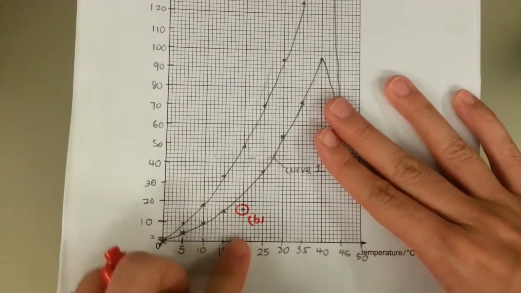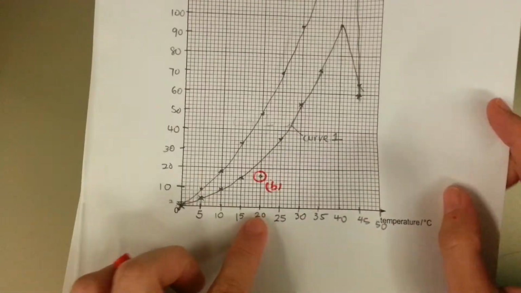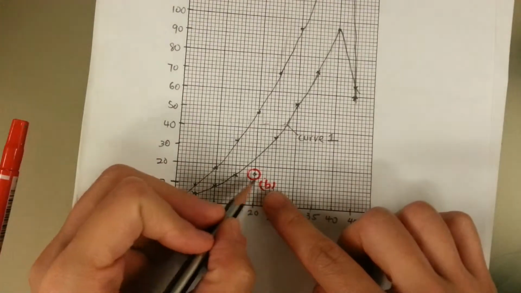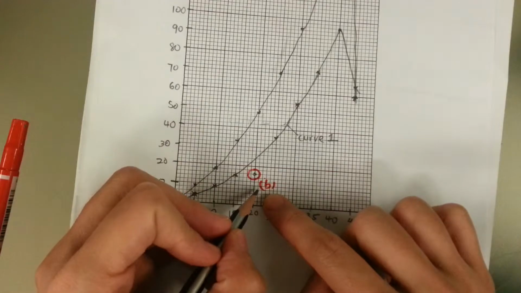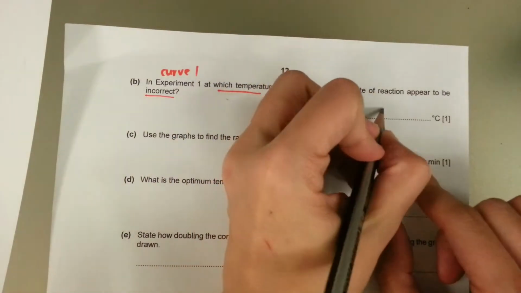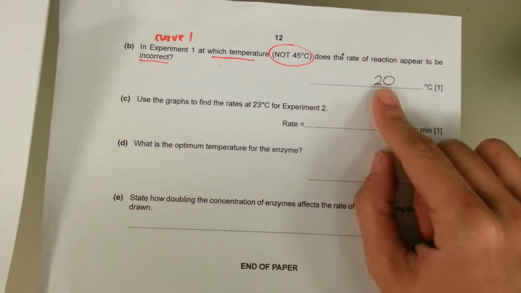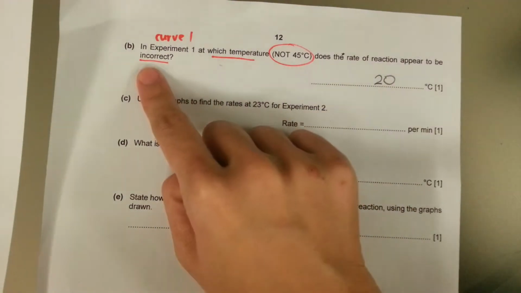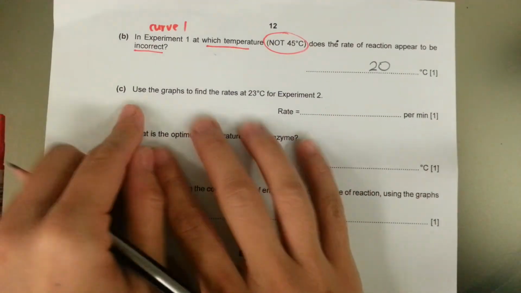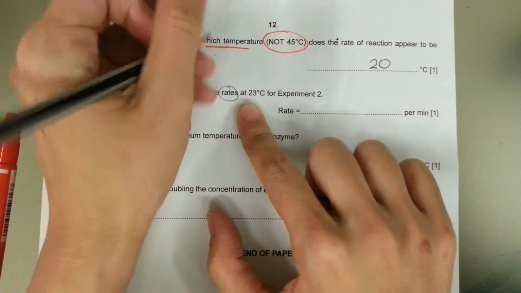Now, this is the point at 20 degrees Celsius. So what we can do is circle this out and put part B. And that is our answer: the point at 20 degrees Celsius is incorrect. This point. Next, use the graph to find the rate of reaction.